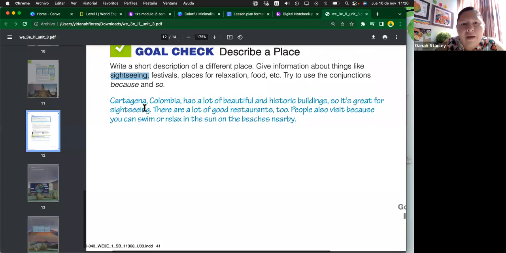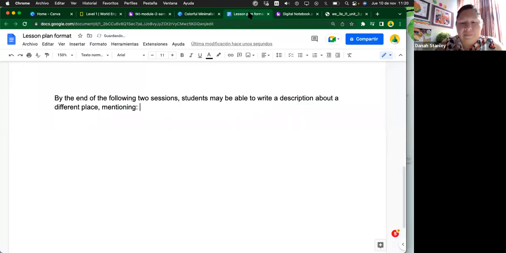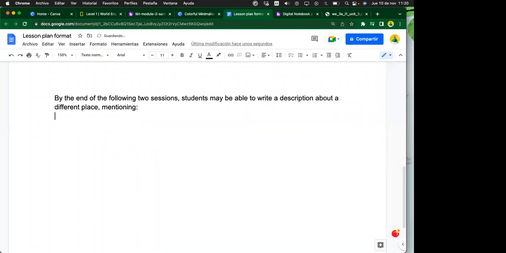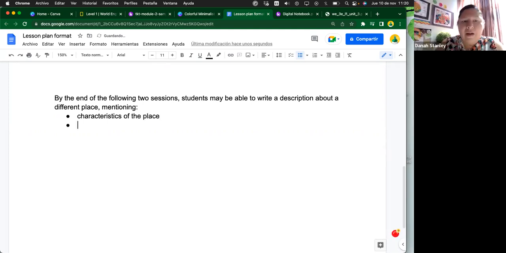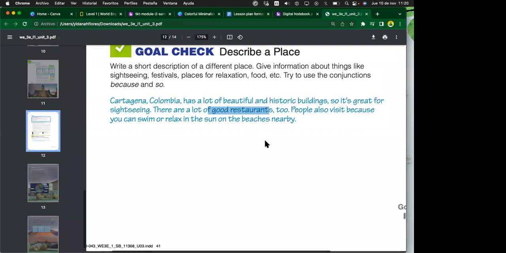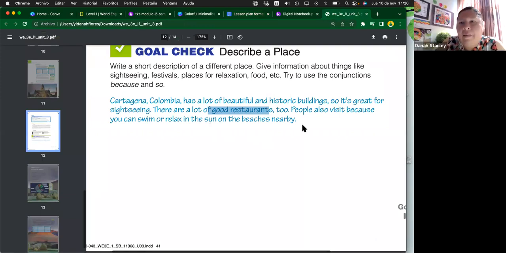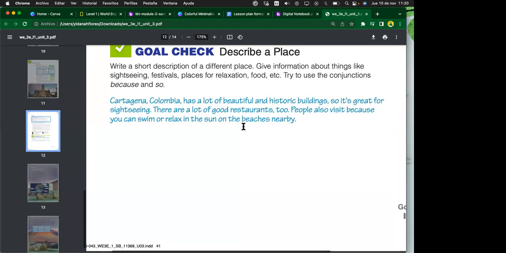A ver, vamos a ver. Physical characteristics. ¿Qué más? And activities they could do there. Of the place, ¿qué más? Las activities to be done. ¿Y qué más? A ver, vamos a ver, maybe how is the weather in a specific month? I don't know when is the best month to go.